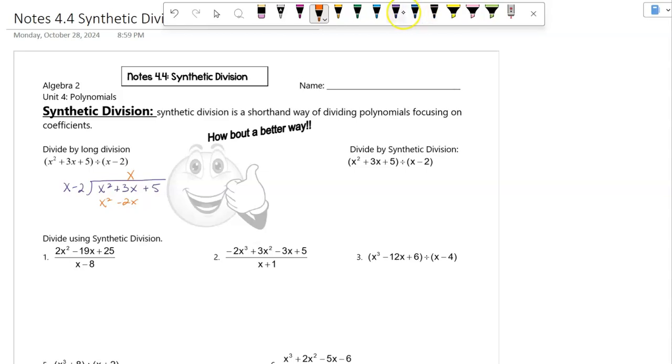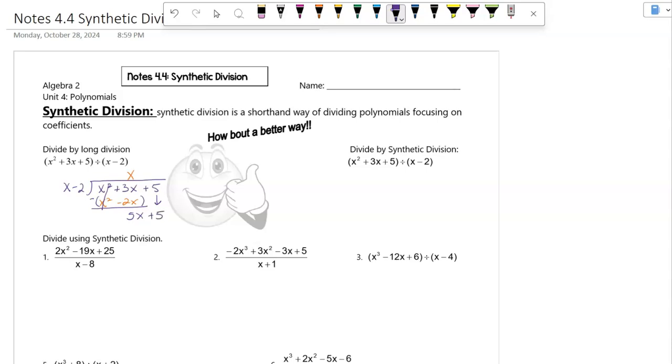Usually here that's pretty straightforward. The trick in long division is the subtraction. That's what tends to make this tricky and where mistakes happen. So the x squared minus x squared, those cancel out. But 3x minus negative 2x, well, that means we're actually adding 2x. So we've got 5x, and then bring down the plus 5.